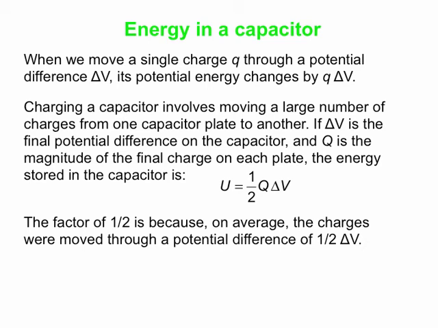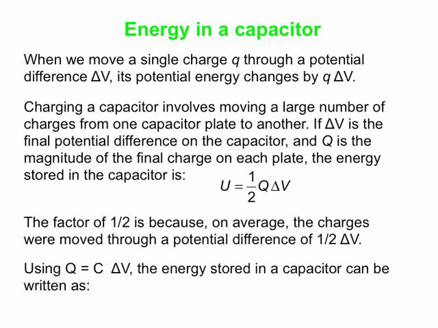Okay, so on average, the charge is moved through a potential difference of 1/2 of the final voltage. The first one went through a potential difference of 0. The last one went through a potential difference of the full delta V. On average, they came through 1/2 a delta V worth of potential difference, so your energy in the end is 1/2 a delta V times Q.